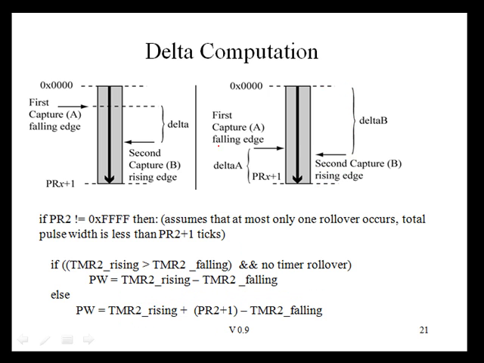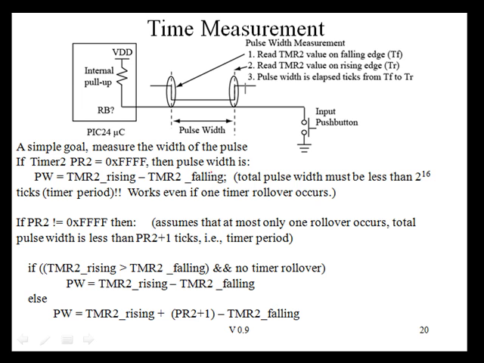It must be noted that both of these cases here assume that the total pulse width is less than the period of the timer, which is less than PR2 plus 1 ticks. Note that this equation here, for the case of PR2 being its maximum value of 0xFFFF, if we do this in 16-bit arithmetic and add 1, this is simply going to be 0, and this equation right here is going to simplify to the equation we used back here for the case of PR2 equal to its maximum value of 0xFFFF.